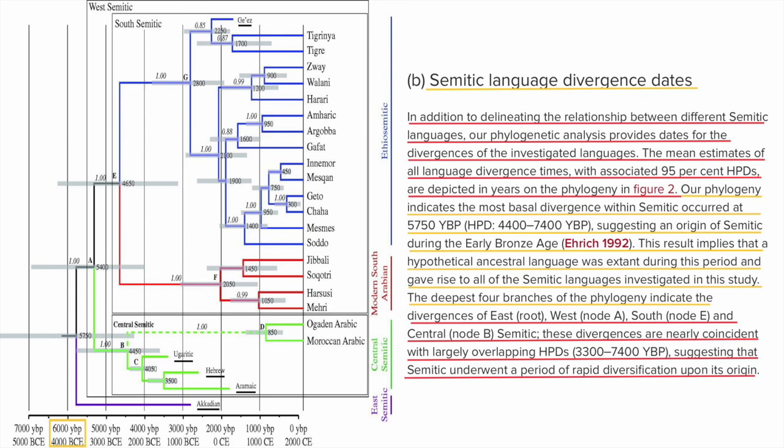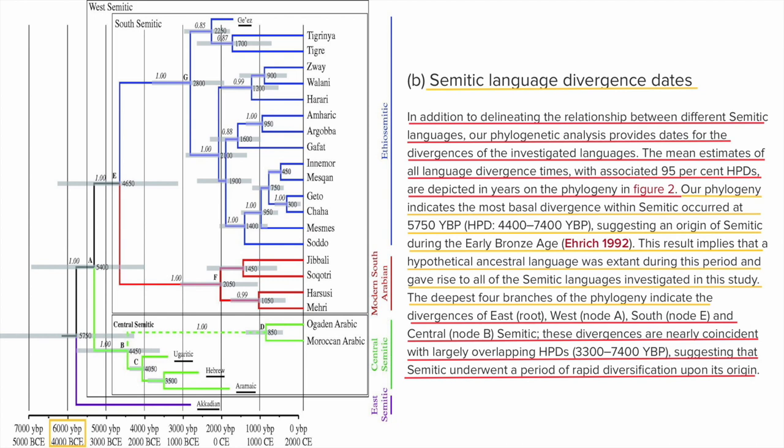Semitic language divergence dates. In addition to delineating the relationship between different Semitic languages, our phylogenetic analysis provides dates for the divergences of investigated languages. The main estimates of all language divergence times with associated 95% HPDs are depicted in years on the phylogeny in Figure 2. Our phylogeny indicates the most basal divergence within Semitic occurred at 5,750 YBP, HPD 4,400 through 7,400 YBP, suggesting an origin of Semitic during the Early Bronze Age. This result implies that a hypothetical ancestral language was extant during this period and gave rise to all of the Semitic languages investigated in the study.